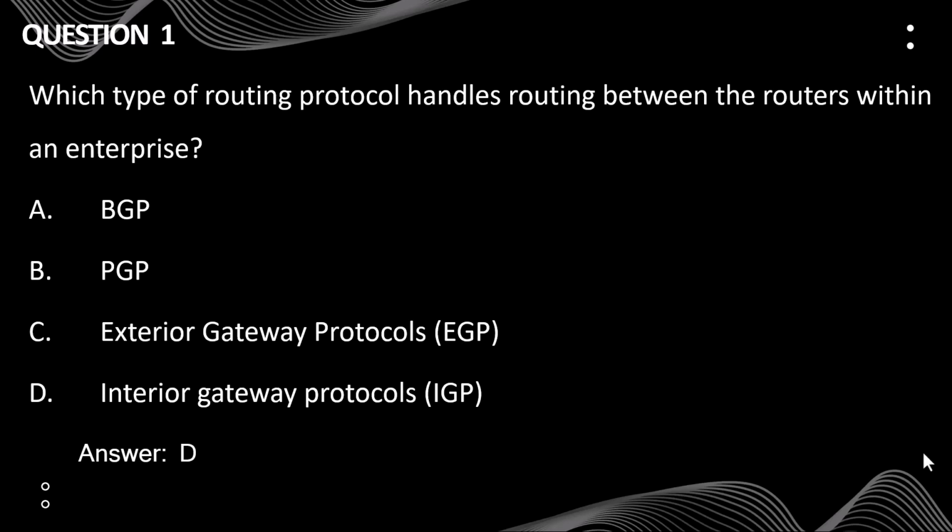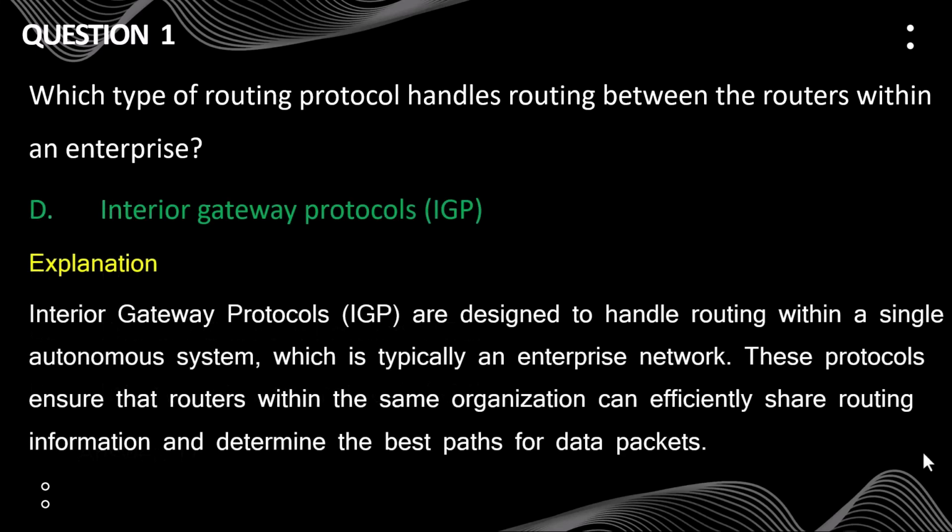The Interior Gateway Protocol is basically designed to handle routing within a single autonomous system, which is like an enterprise network. Now, this protocol ensures that the routers within the same organization can efficiently share routing information between them and determine the best path for the data packets to go through. So that's why we're going with Interior Gateway Protocols.